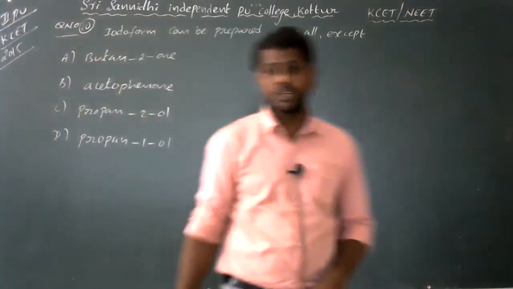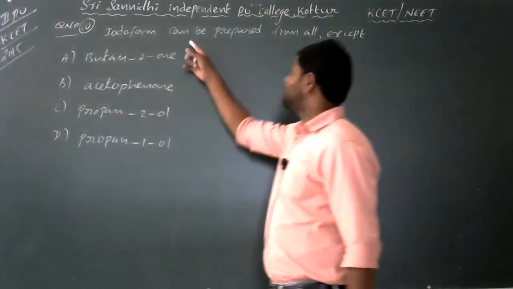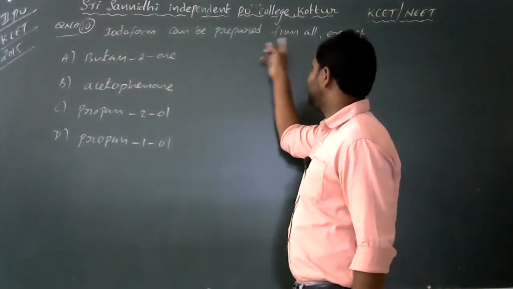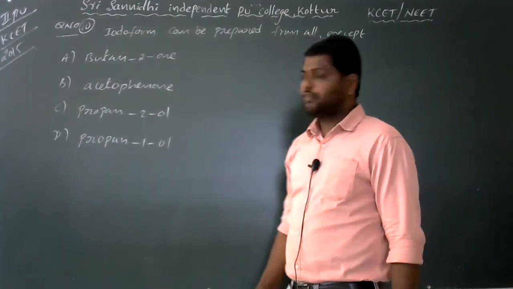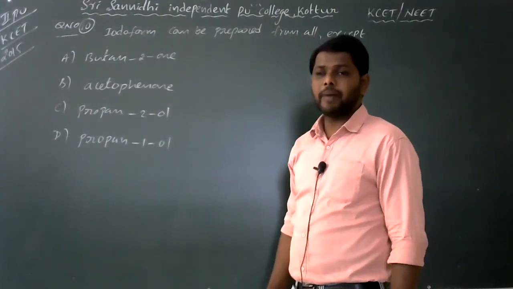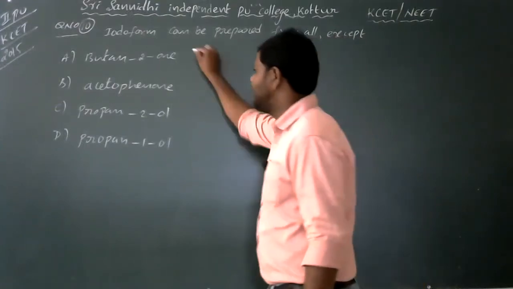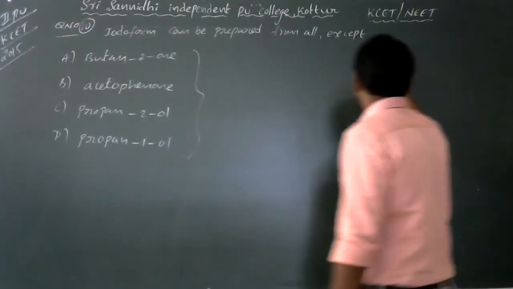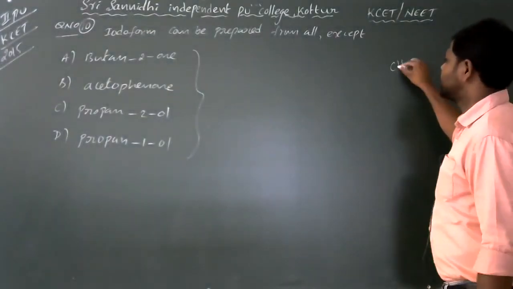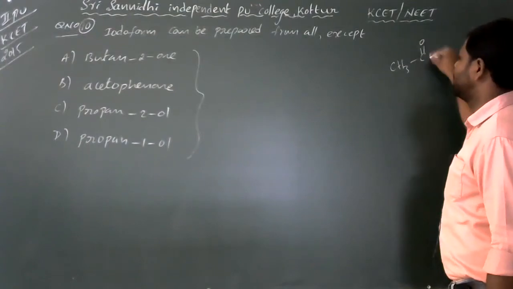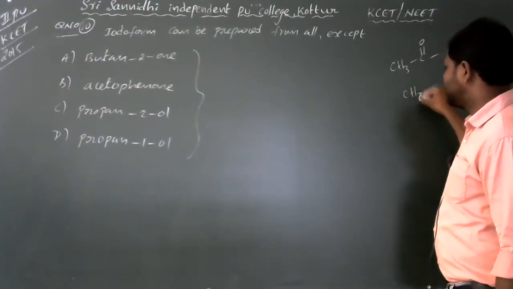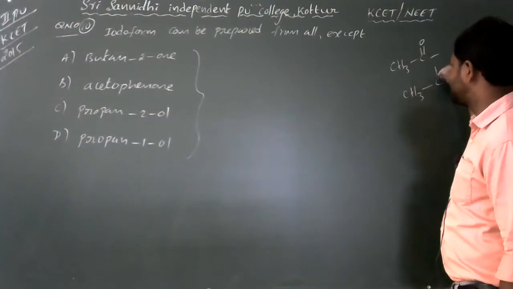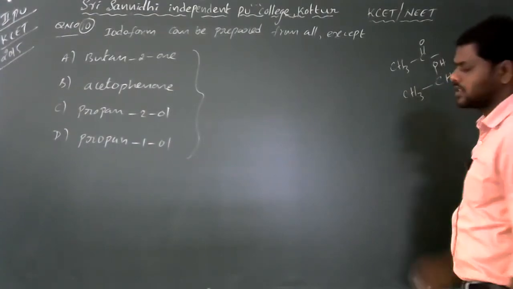Right. See the question: iodoform can be prepared from all except here. The iodoform test is given by compounds that must have a CH3CO group, a methyl ketone group. That is the first condition. The second condition is that the compound has CH3CHOH.